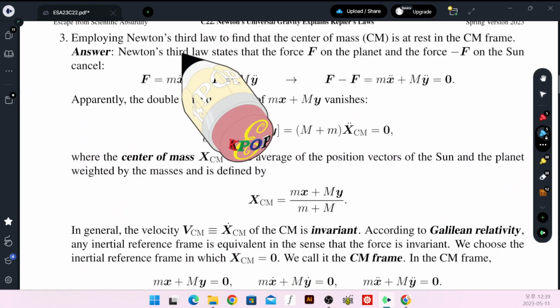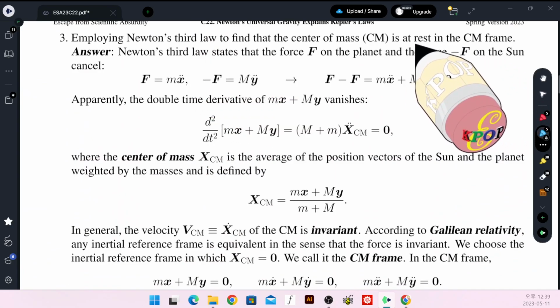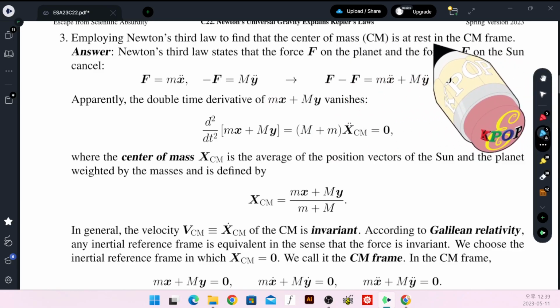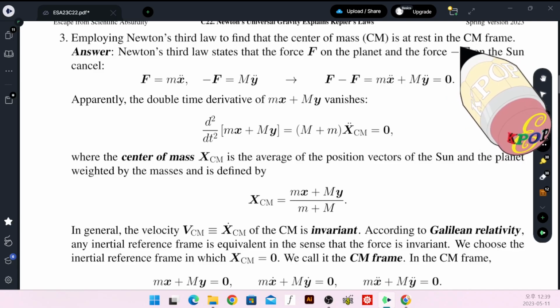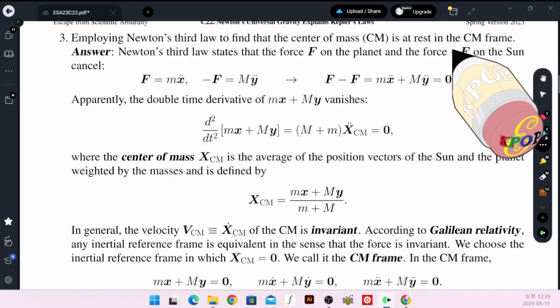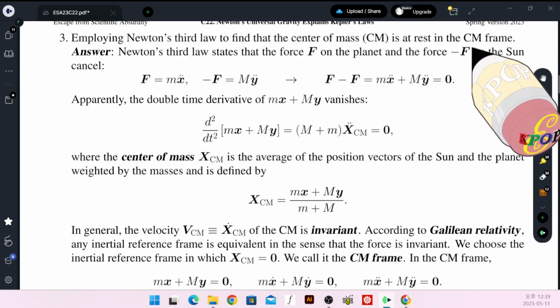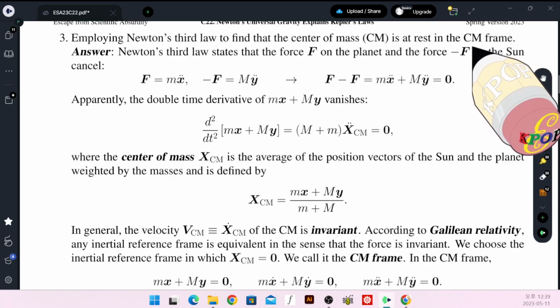Employing Newton's third law to find the center of mass at rest in the frame, the center of mass is at rest in the same frame. It is straightforward because the origin is chosen to be the center of mass. Then the origin doesn't move at all in a frame of reference.